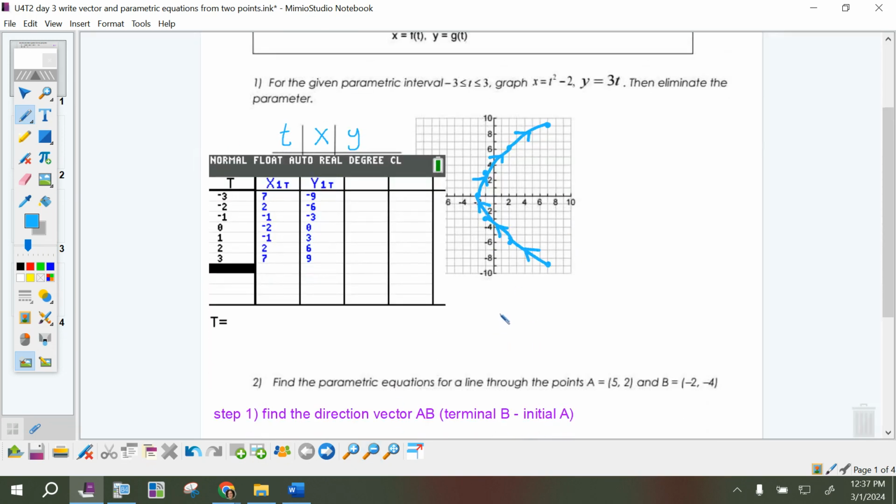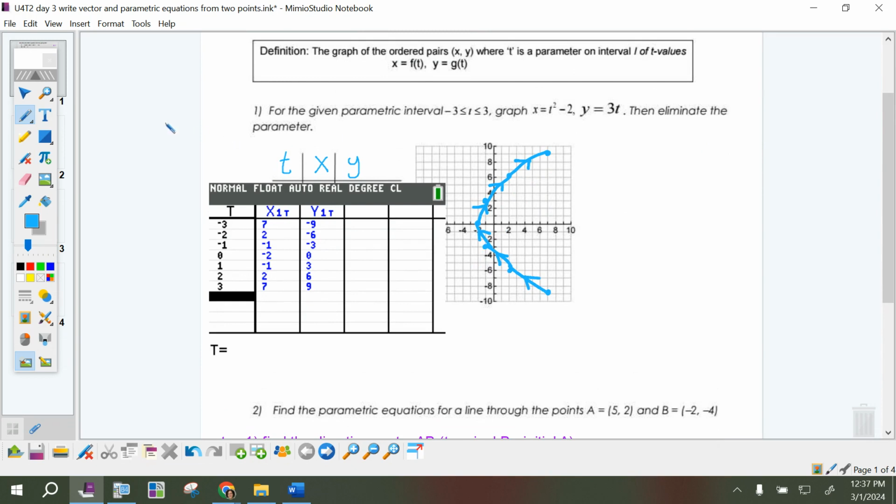All right, so here, then eliminate the parameter. Missed that part. It is easiest to isolate the t in our y equation and input that to the x equation. And the reason this looks like a parabola on its side is because our x's and y's are switched from the way we normally see it. And there we go.